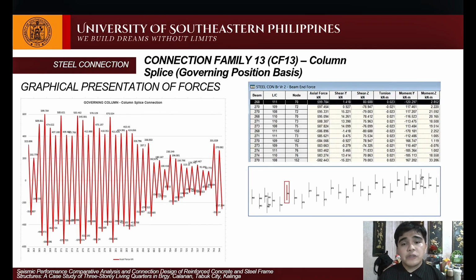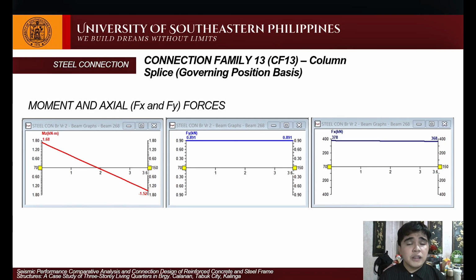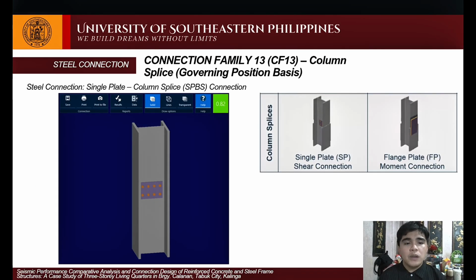We have here connection family number 13 for the column splice, with the governing column in the graph. Since the moment is located at midspan, the splicing would be located at the midspan of the column. We have here the single plate column splice (SPBS) connection with a utilization ratio of 0.82.